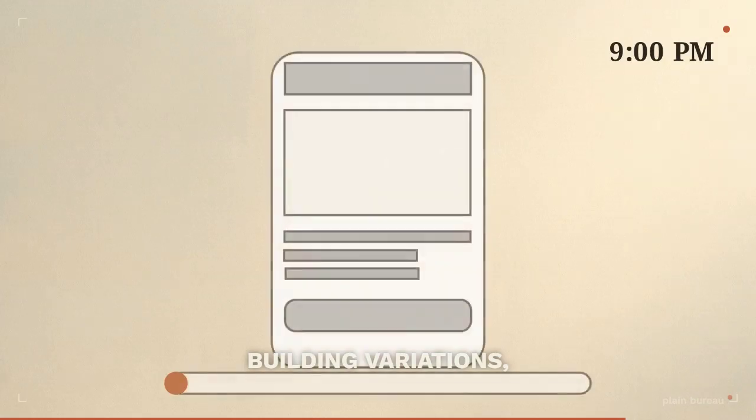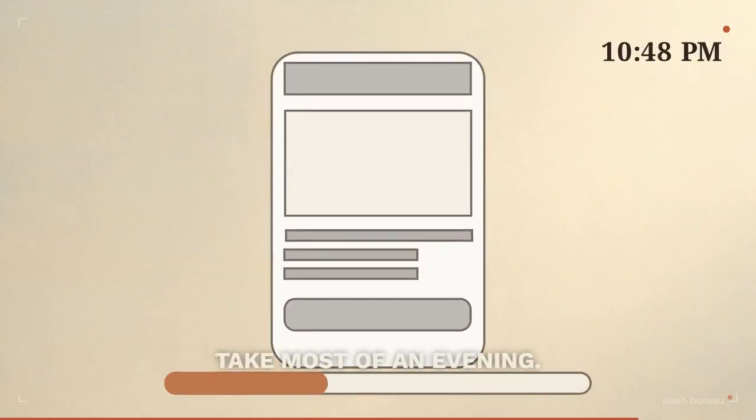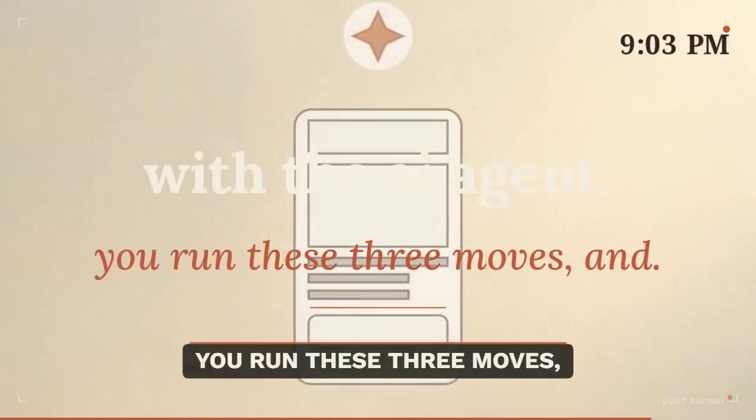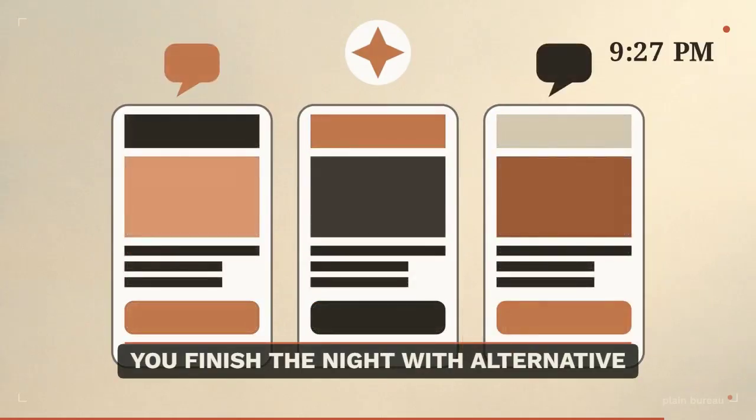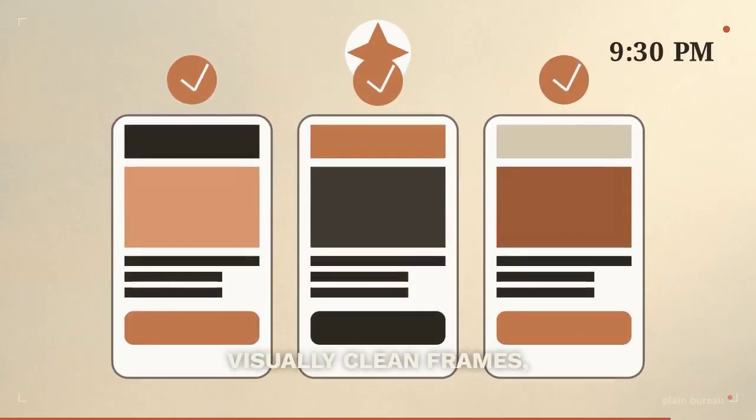Building variations, chasing down placeholder text, and fixing inconsistent styles used to take most of an evening. Call it 3 hours. With the AI agent, you run these 3 moves and you're done in about 30 minutes. You finish the night with alternative layout options, visually clean frames, and the obvious feedback already addressed.